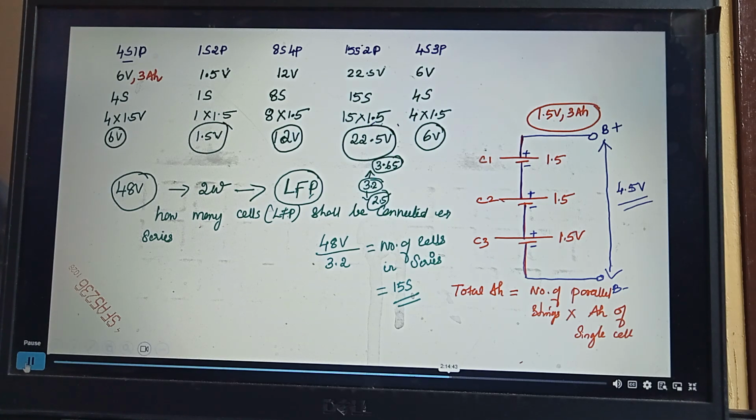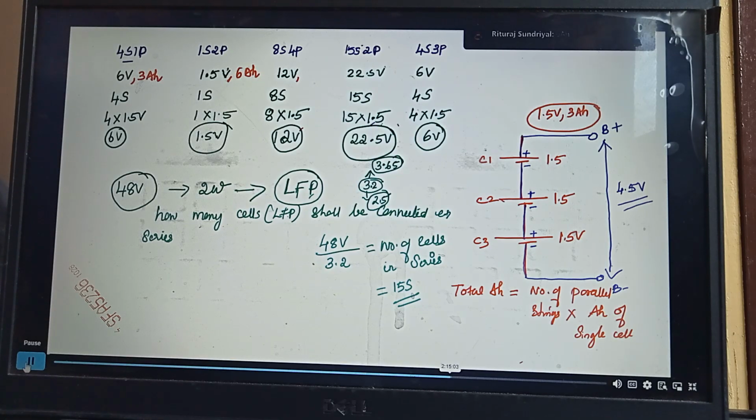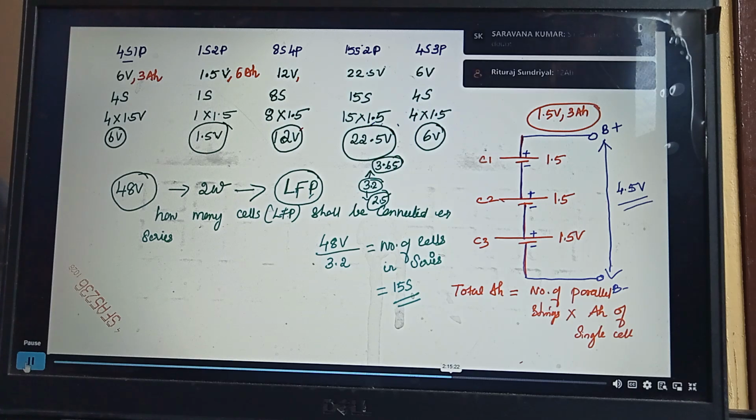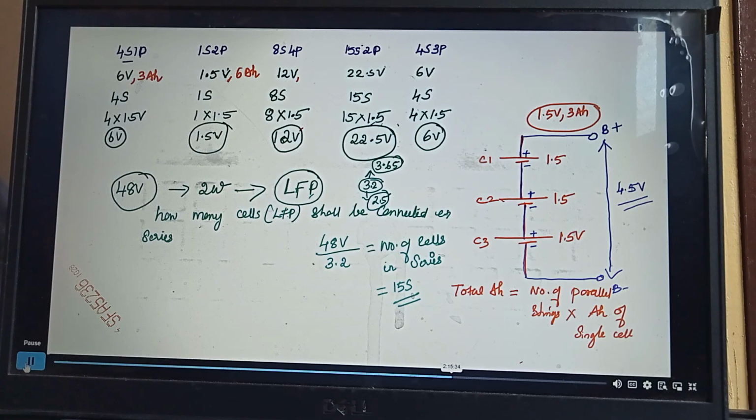Okay. And similarly, come to this one, 1s2p. 1s2p means how many parallel strings? 2 parallel strings. 2 into Ah. What is the Ah of the cell? 3 Ah. So 2 into 3 is 6 Ah. Right. Now tell me for 8s4p. For 8s4p, the number of parallel strings is 4. So 4 into Ah of a single cell. So 4 into 3 is 12 Ah.